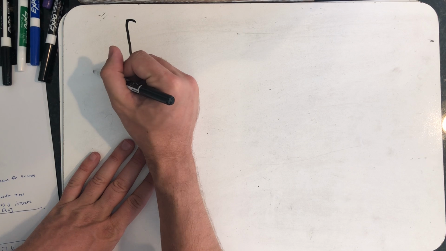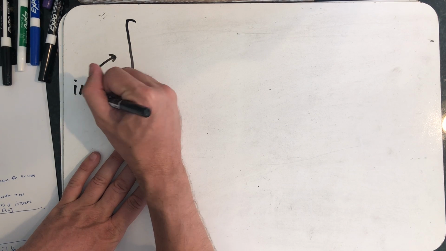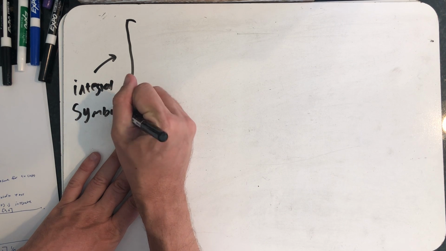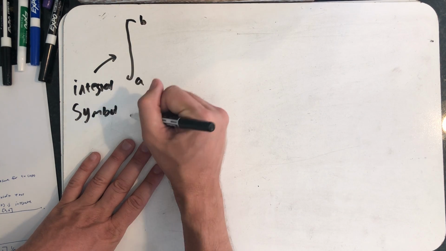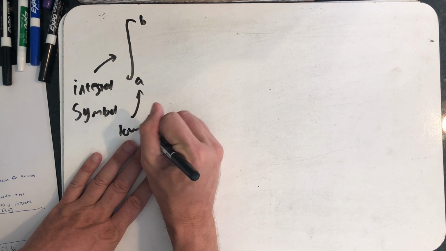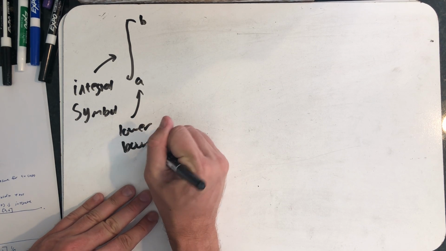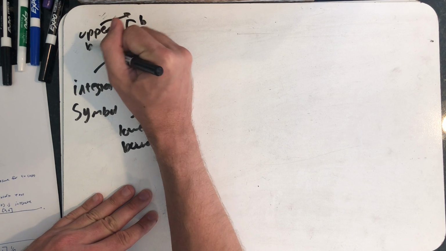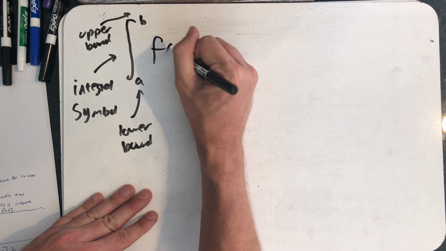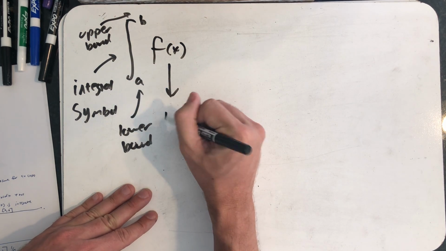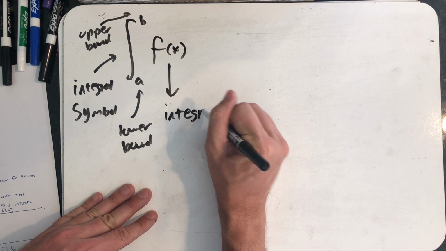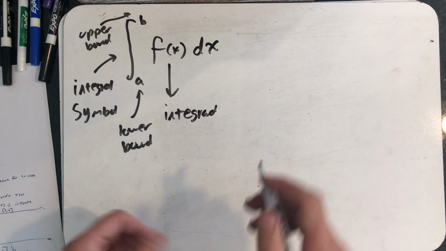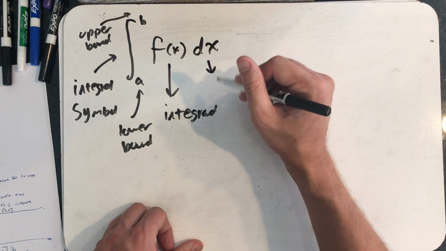Just like with the indefinite integral, this is our integral symbol. For a definite integral, we have a lower bound and an upper bound. The function is still called the integrand. And dx is still a differential operator that tells us the variable of integration.